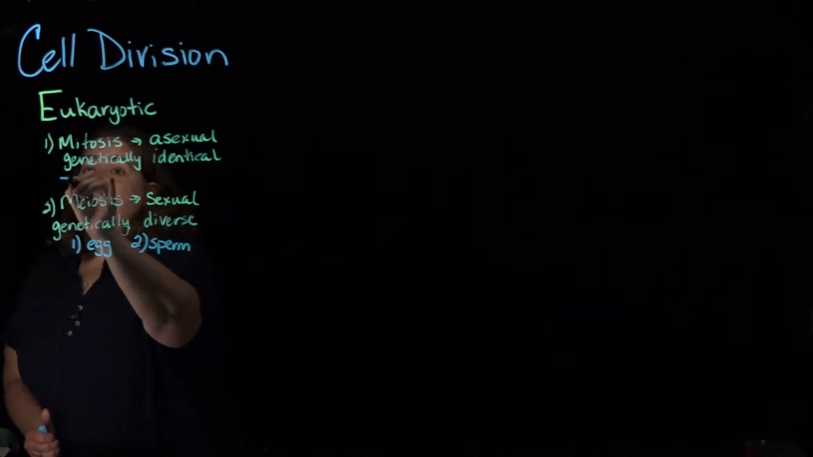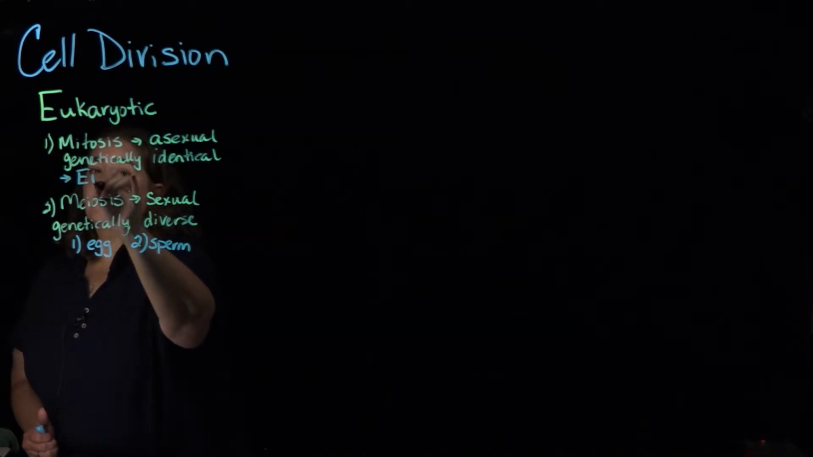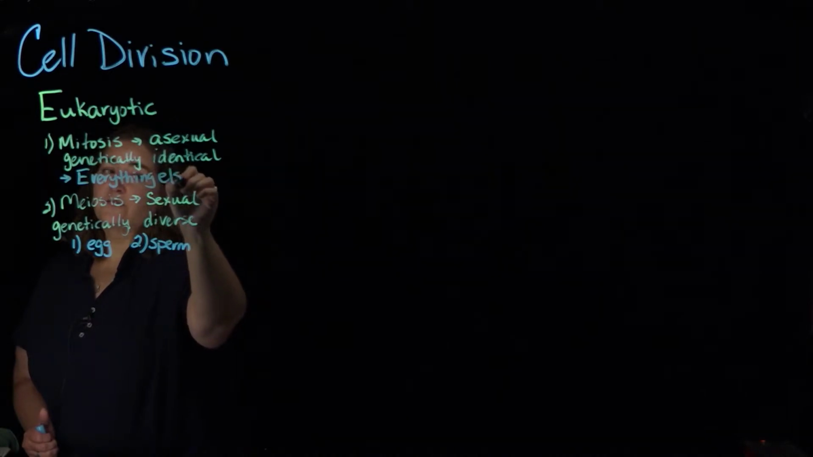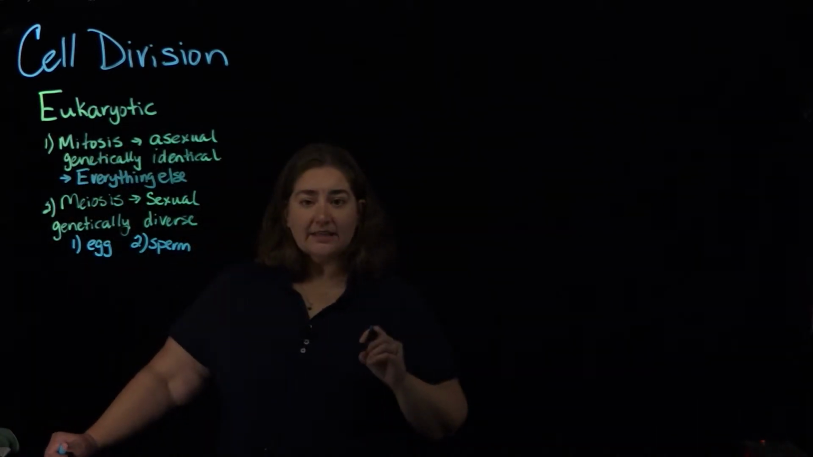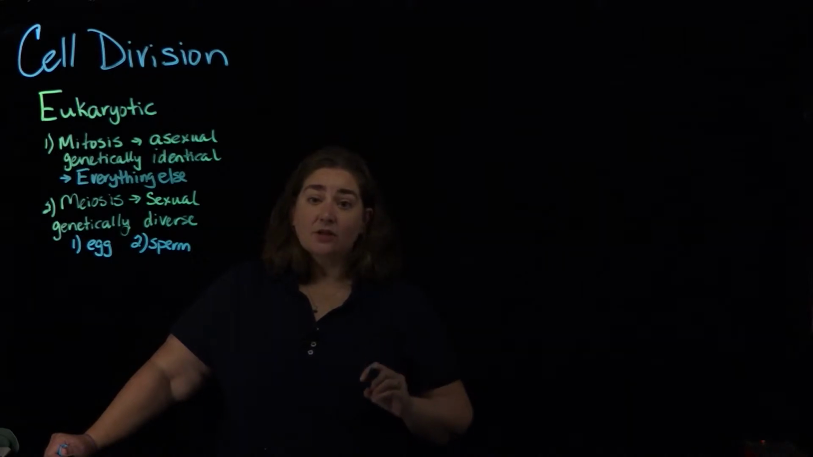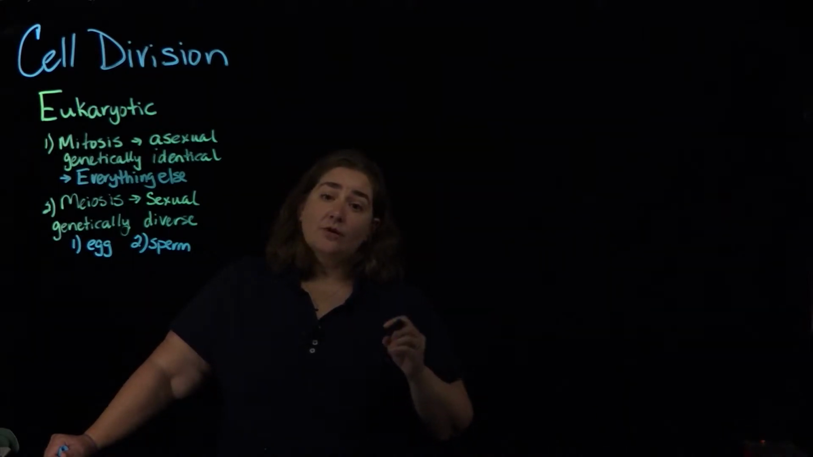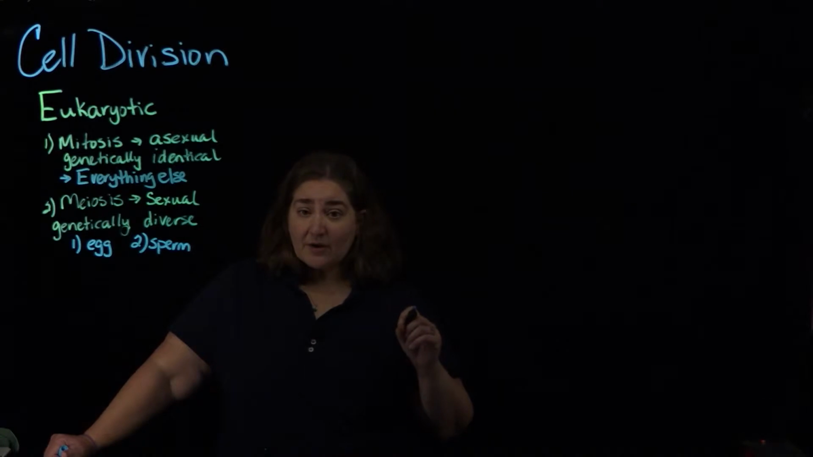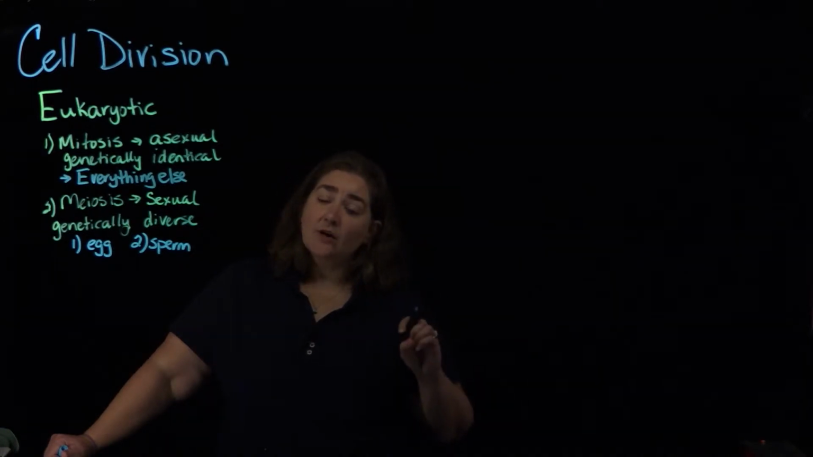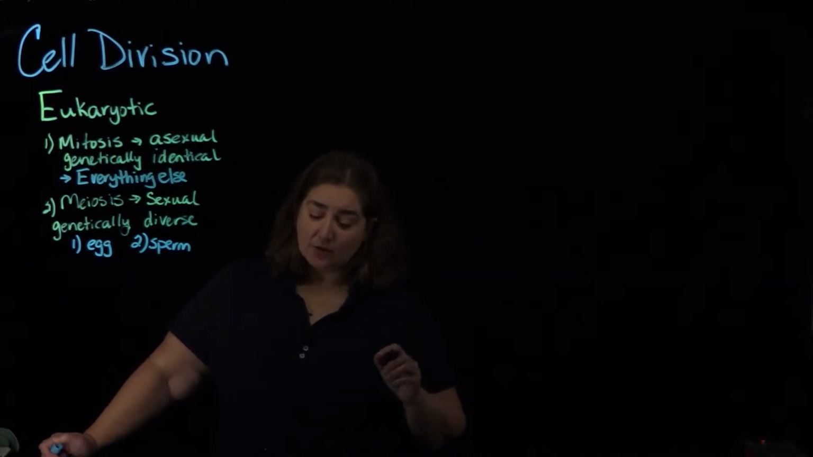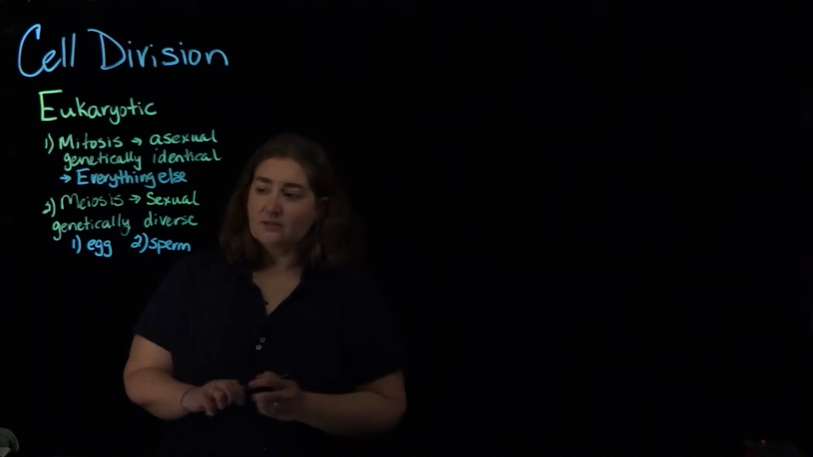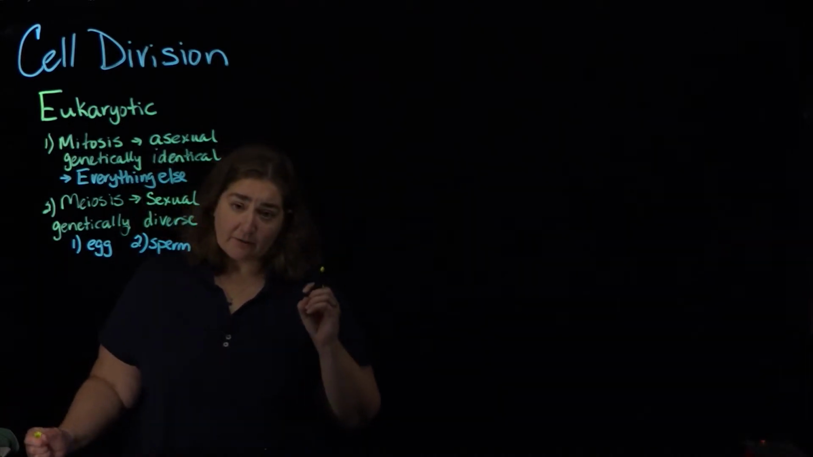The cells that undergo mitosis are going to be everything else. So the cells of your kidney, your liver, your skin, your lung, all of those are going to give rise to new cells by the process of mitosis. And when we talk about mitosis, I'm going to talk about specifically the stages of mitosis in the next videos.